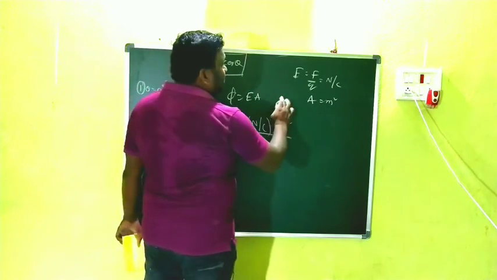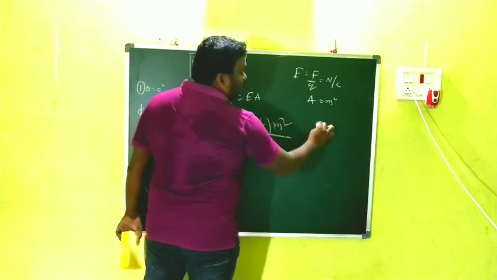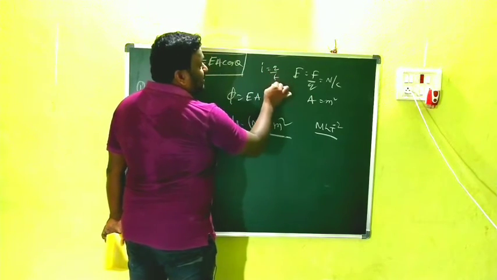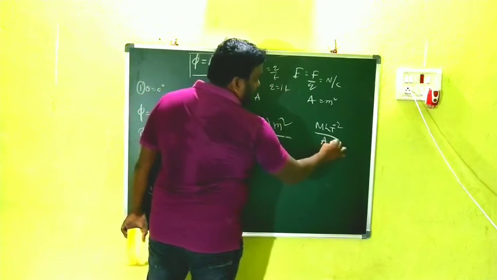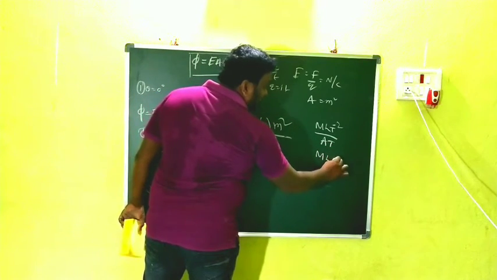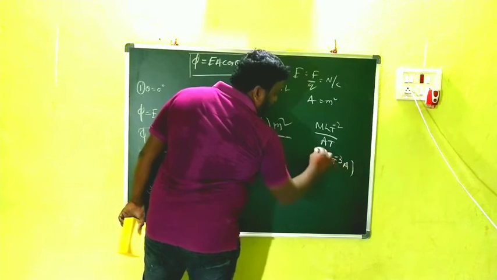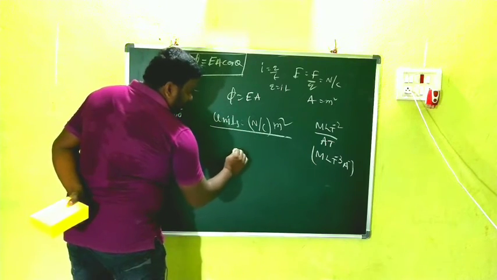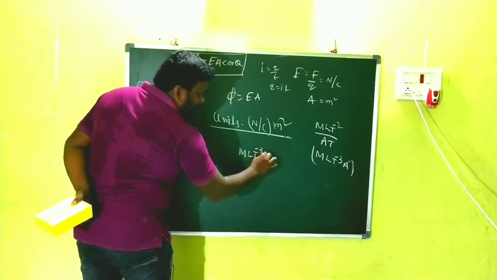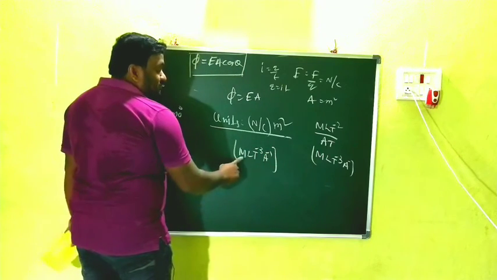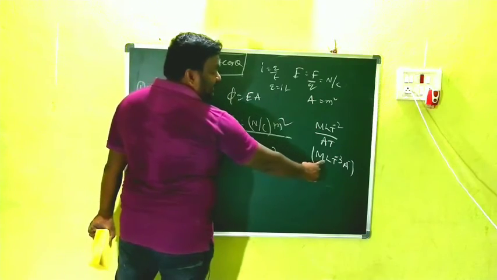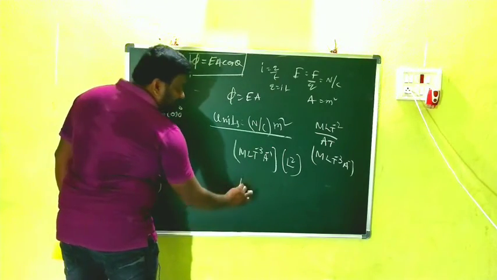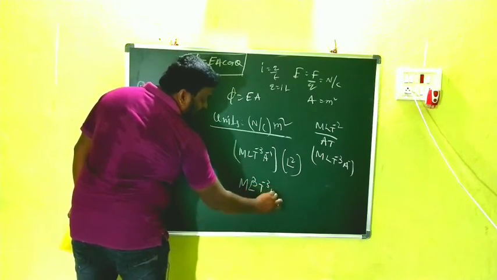What is the dimension formula of E, where E is equal to F by Q? F is M L T inverse 2. Here I is equal to Q by T, then Q is equal to IT, so we have A into T. Then we get M L T inverse 3 A inverse 1. That is the electric field intensity E. For area we write L square. Then we write M L cube T inverse 3 A inverse 1.